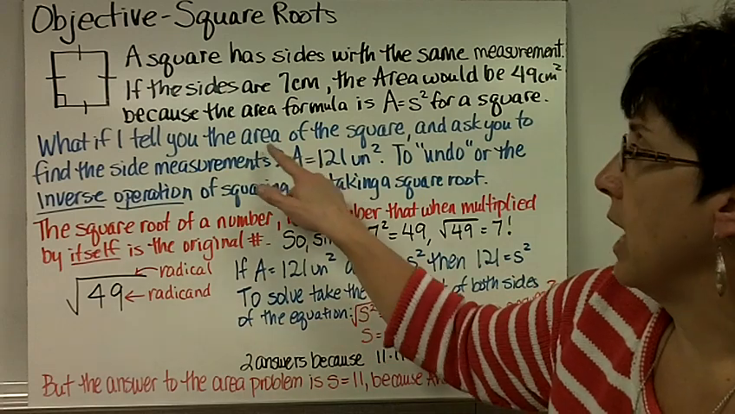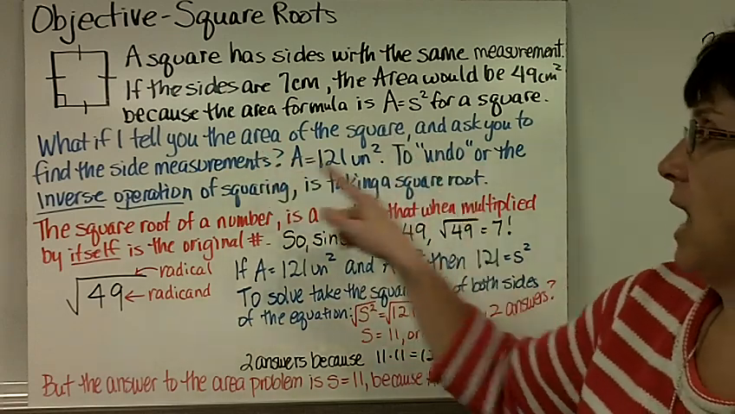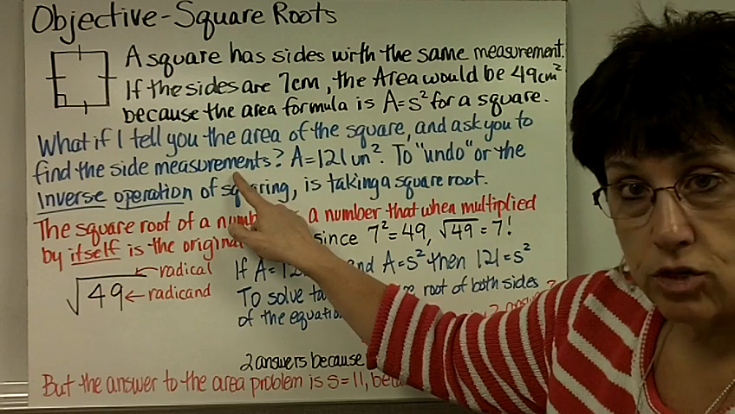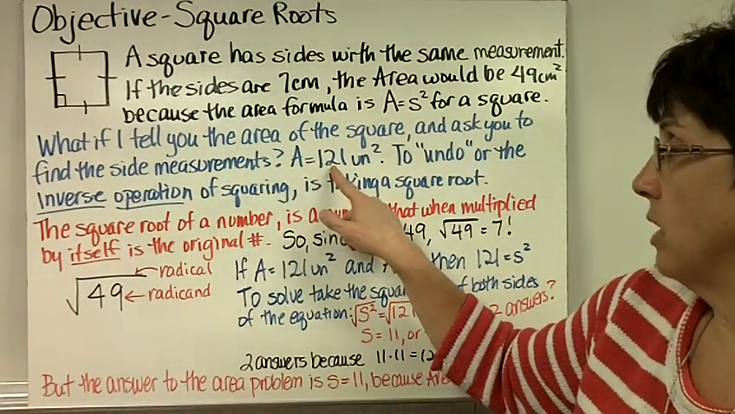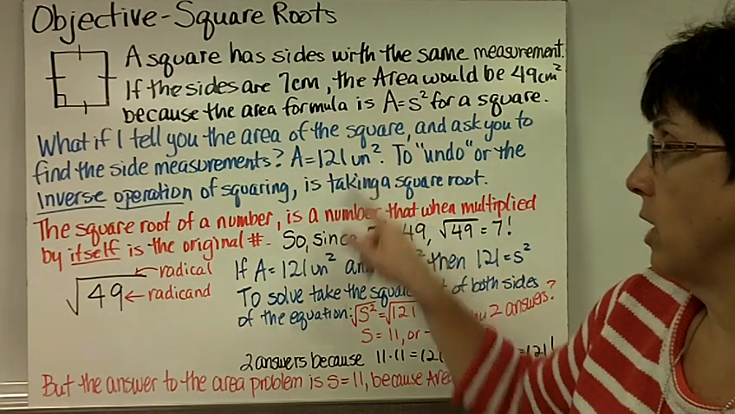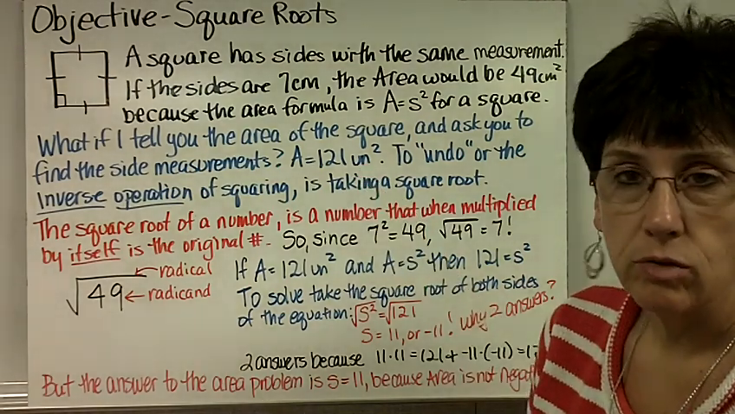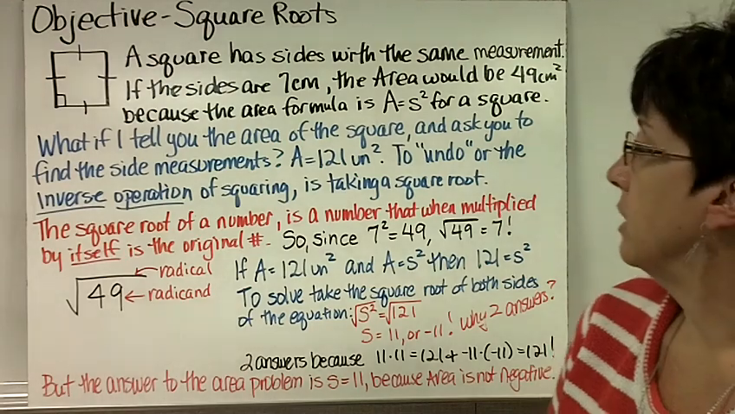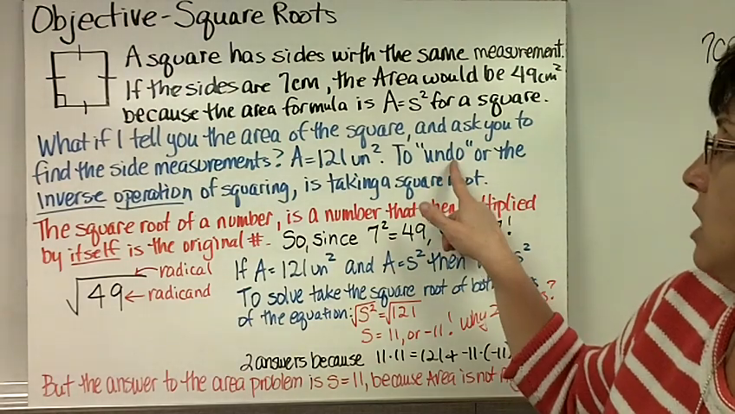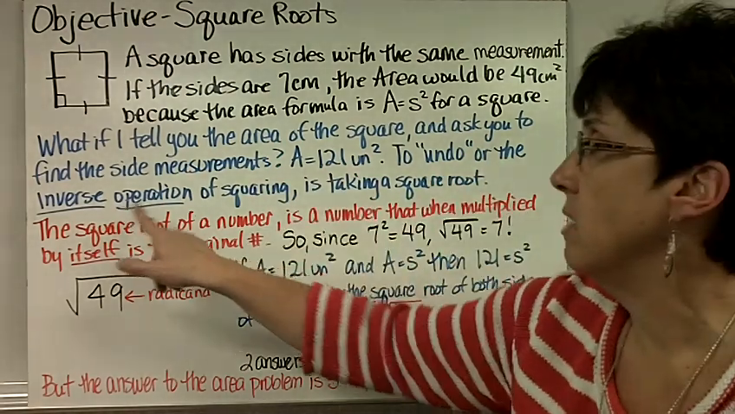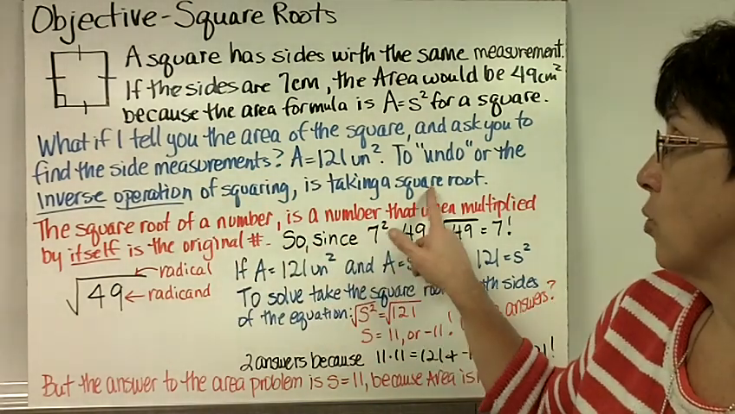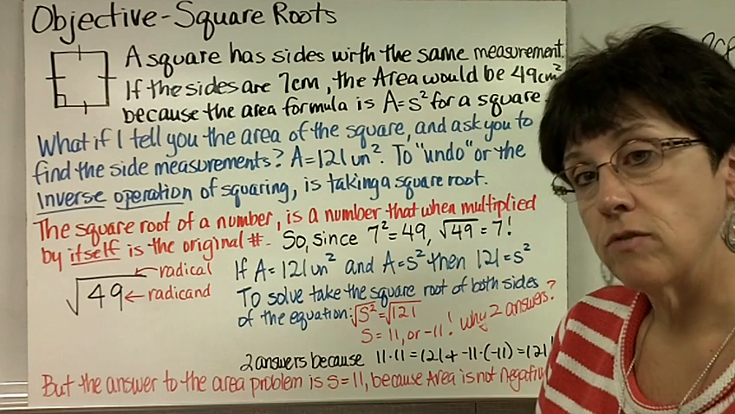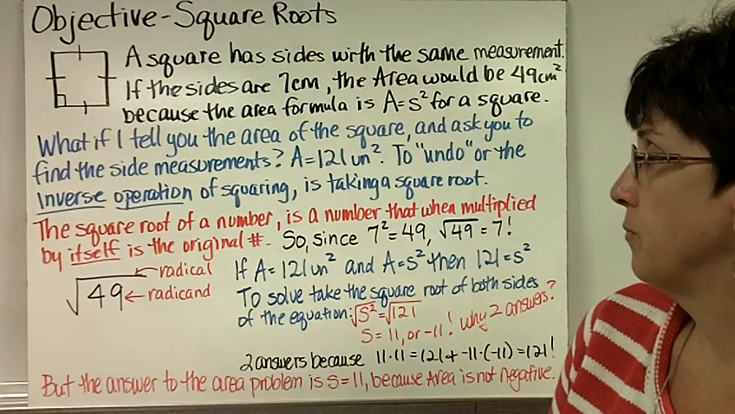What if I tell you the area of the square and ask you to find the side measurements? I could tell you area equals 121 units squared. Remember, we write units if I don't tell you specifically that it's inches or feet. To undo, or to do the inverse operation of squaring something, we take the square root. So the inverse operation of squaring is taking a square root.